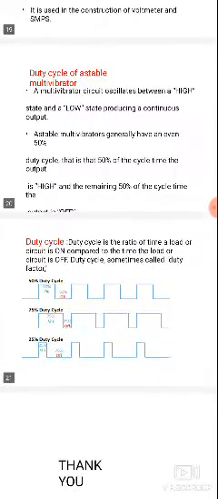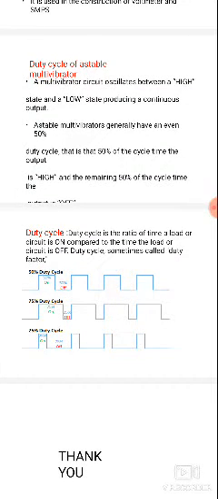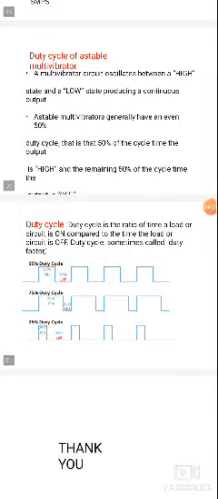Next, duty cycle of an astable multivibrator. The output moves from high state to low state when the threshold voltage value is greater than 2 by 3 VCC. Or when the value at pin 2, the triggering input, is less than 1 by 3 VCC, it moves from low state to high state.